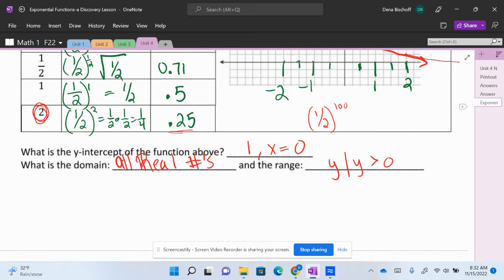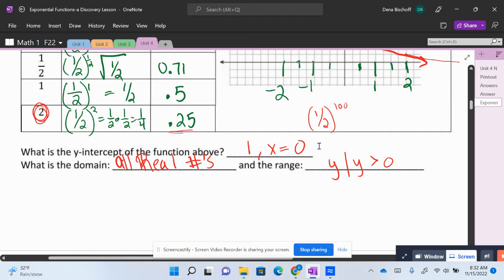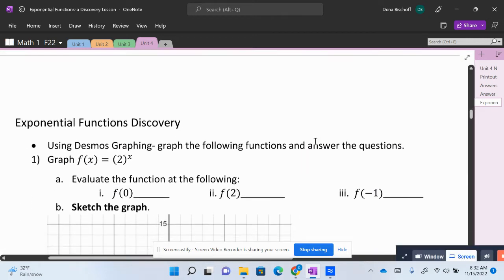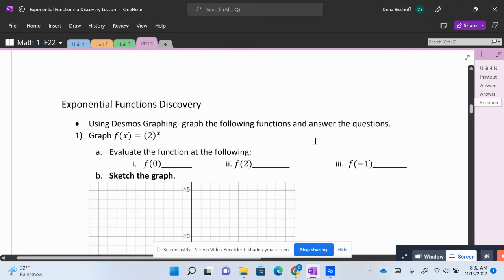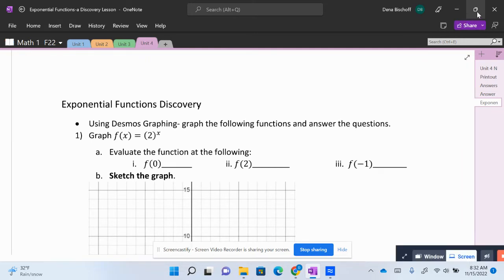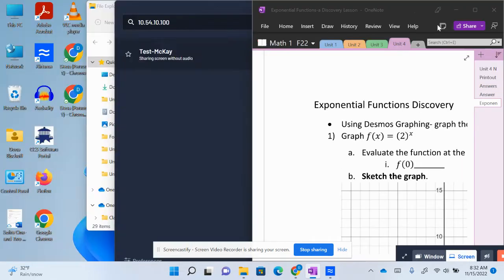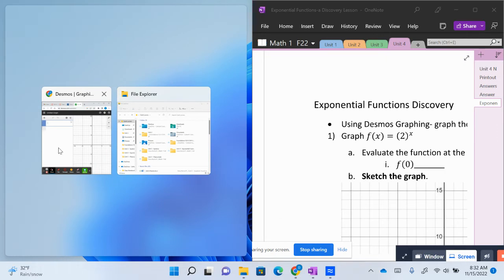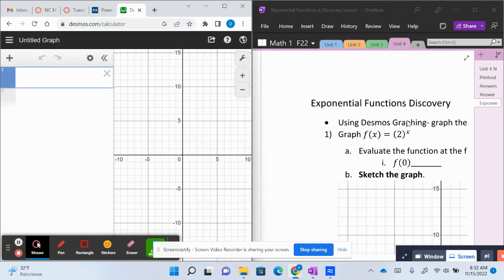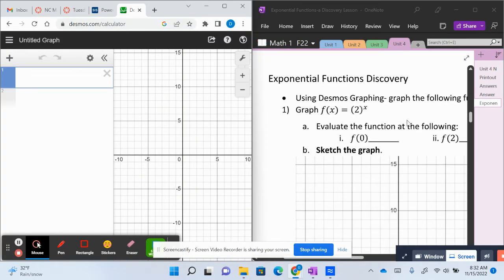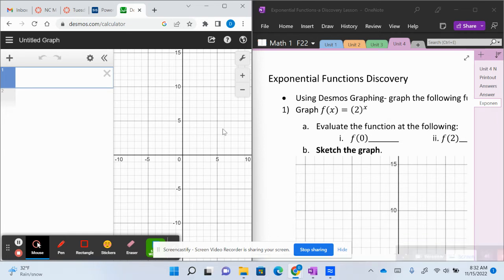Okay. Now we're going to split our screen and we're going to start graphing. We are going to use Desmos and graph the function f of x equals 2 to the power of x.